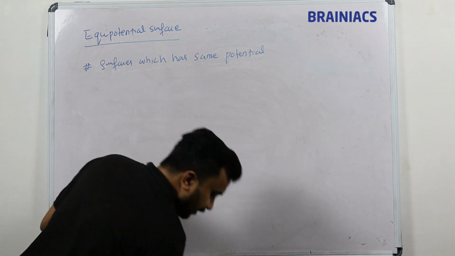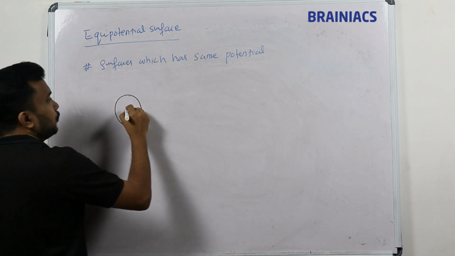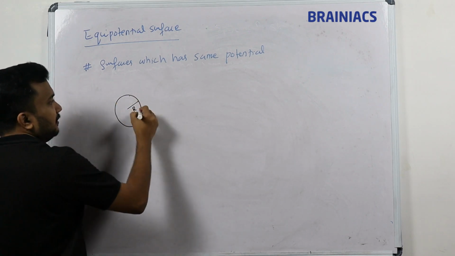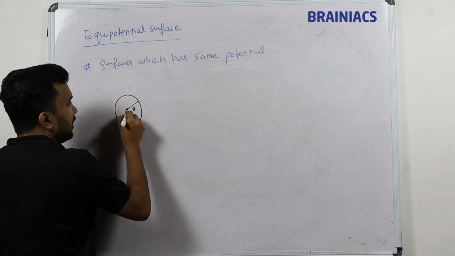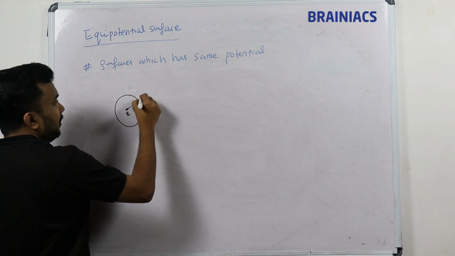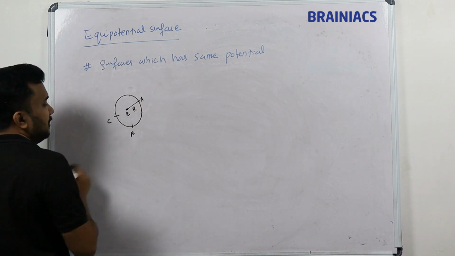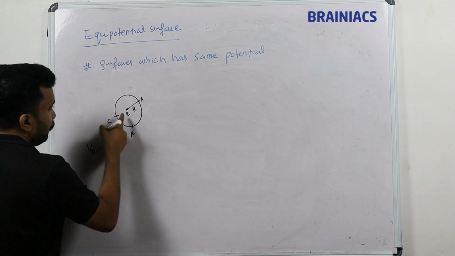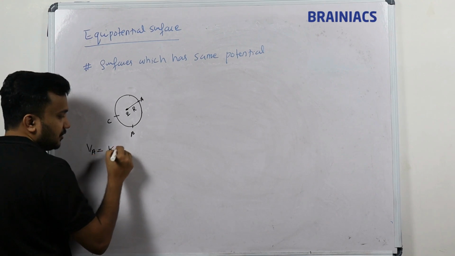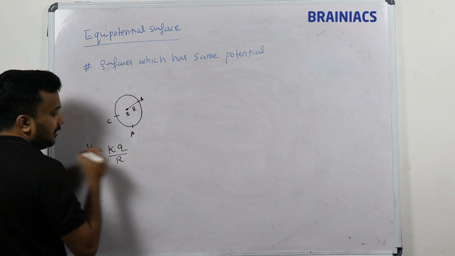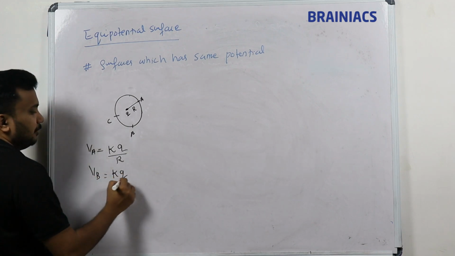We will take one example here. Suppose I have a sphere like this whose radius is equal to r. I have placed one charge here, Q. I have taken 2 points, A and B, this is A, and C here. What is the potential at A due to Q? 1 by 4 pi epsilon 0, that you know is called k, a constant, so kQ divided by r. What is the potential at B? You can say kQ divided by r.